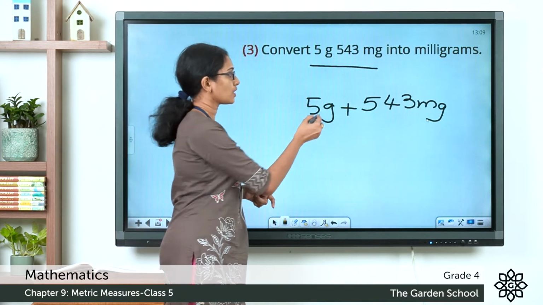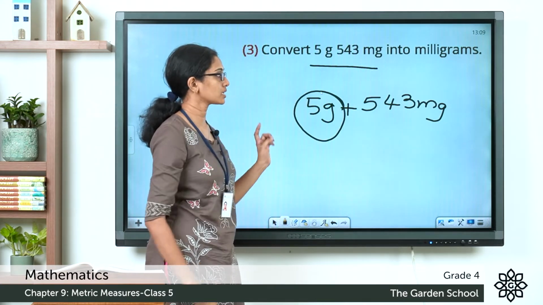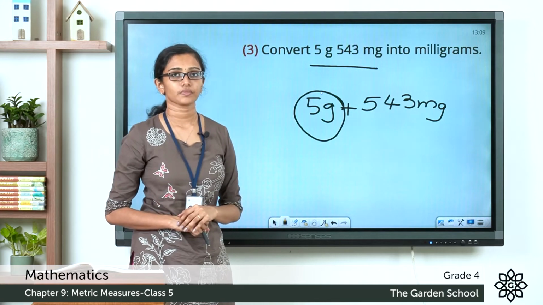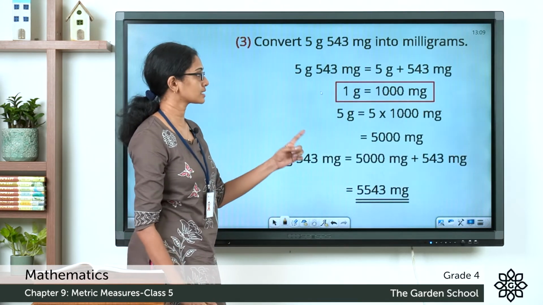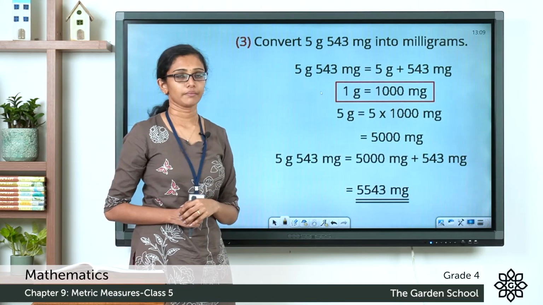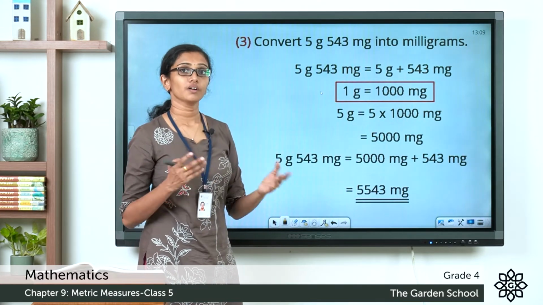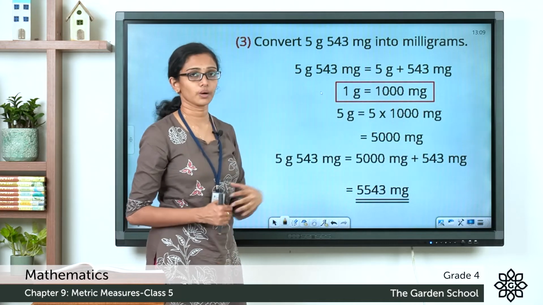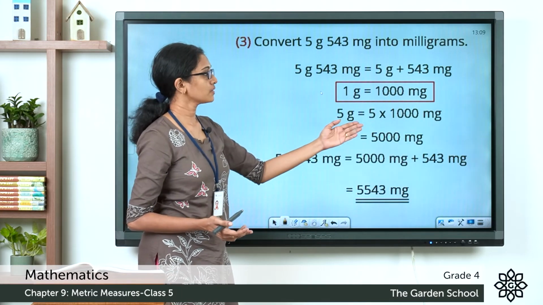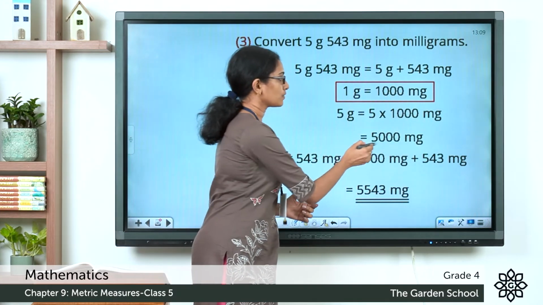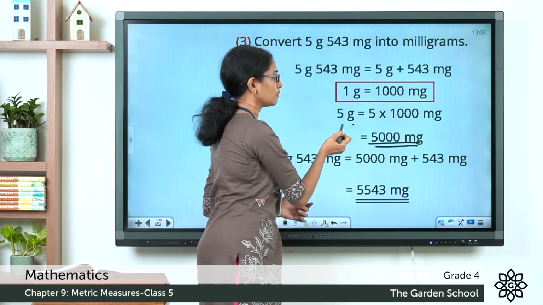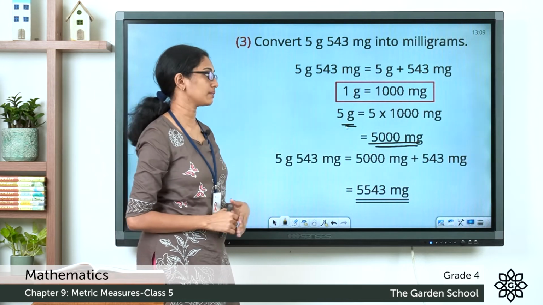So let's think of how we can change this gram part to milligrams. How can we change from grams to milligram? We know 1 gram is equal to 1000 milligram. So what would be 5 gram? 5 gram would be equal to 5 into 1000 milligram, right? So 5 into 1000 is equal to 5000 milligram. So we have got 5000 milligram, which is the equivalent of 5 grams.